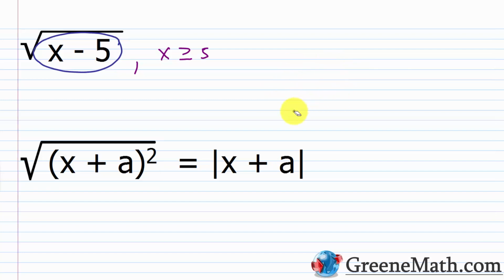Because if it's less than 5, let's say it was 4, you would have the square root of 4 minus 5, which is negative 1. And the square root of negative 1 is not real. Okay, not a real number.